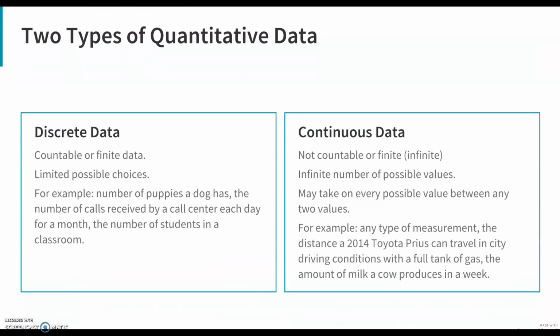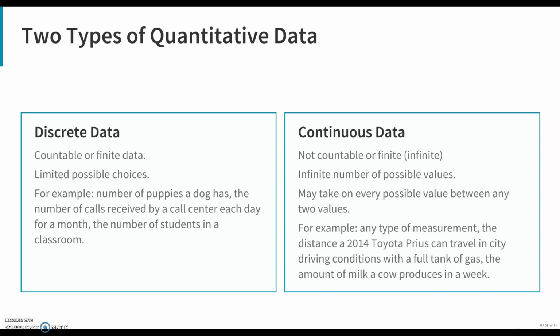Okay, so there's two types of quantitative data. It can either be discrete data, which means you can count it, or it's finite, so there's limited possible choices. So for example, if you're talking about a dog having puppies, well then you can't say that the dog had 2.5 puppies. It's either 2 or it's 3. I can count 1, 2, 3. Okay? Continuous data, it's infinite. It keeps on going forever.